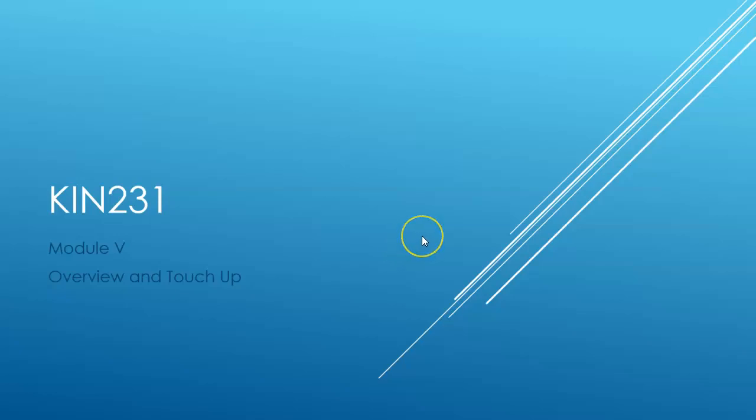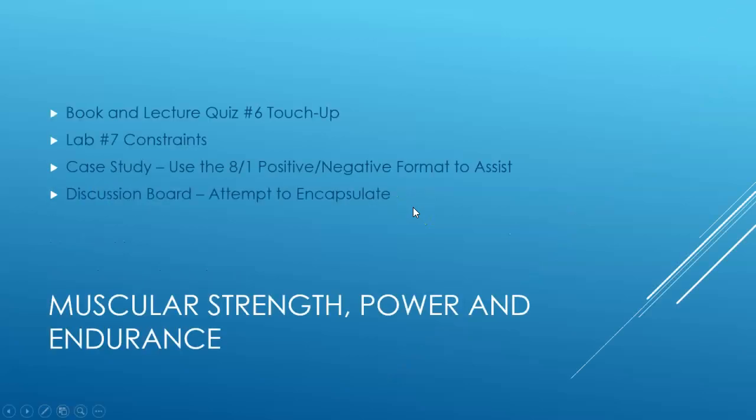This is Kinesiology 231. This is Module 5, and this is just a quick little overview of some of the things we talked about in the previous presentations and a little touch-up as well. When you look at what we have going on in terms of our assignments, with the book and lecture quiz, we're going to just touch up on a few things and a few bullet points that I started on in one presentation that I want to kind of wrap up here.